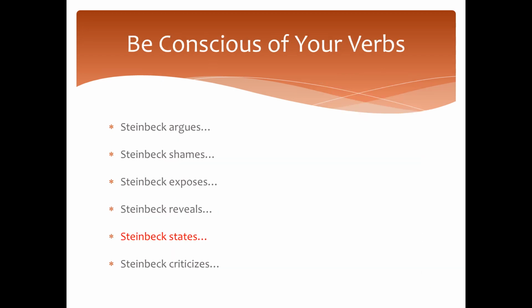So if you think about your verbs in an essay here, if you look at rhetorical analysis, it's a bigger role there because you're thinking about what the author's doing, the author's verb. Is Steinbeck arguing? Is he shaming? Is he exposing? Is he revealing? States is kind of weak because if you say Steinbeck states, it's just kind of like, what did he write here? Basically, he's not really doing anything with the text per se. Steinbeck criticizes. These are the things that you want to use instead of just says or the text says or whatever. You want to be very conscious of the verb that you're using here.